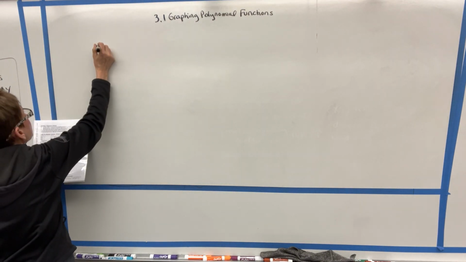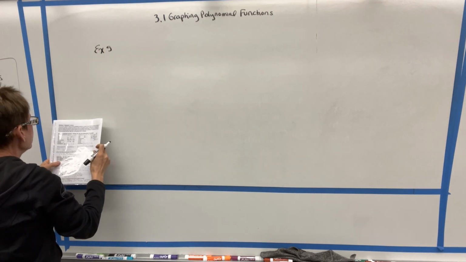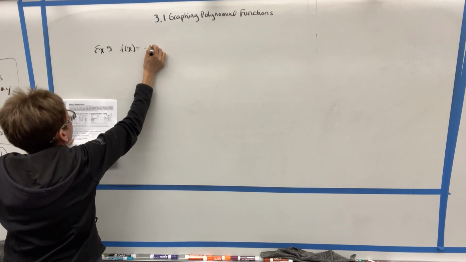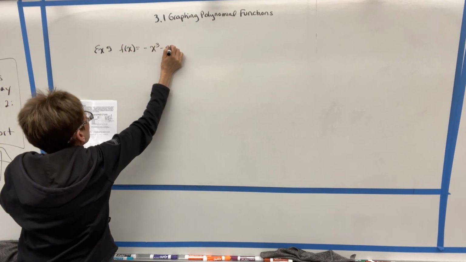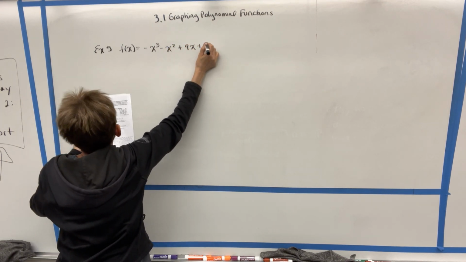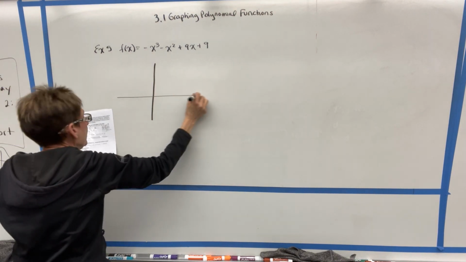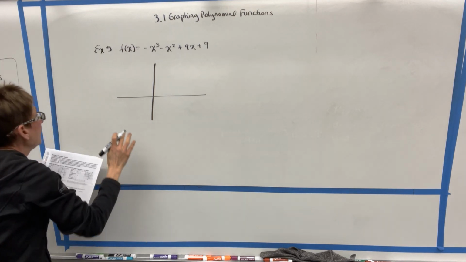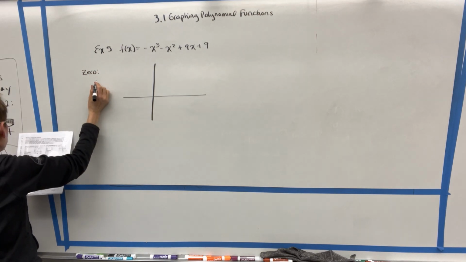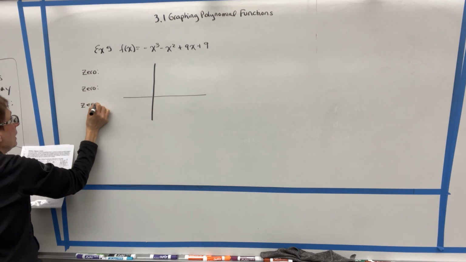I believe this would be example number 5. Let's go ahead and graph f of x is equal to negative x cubed minus x squared plus 9x plus 9. And then we're going to go ahead and draw our xy axis here. And in the homework, as well as on quizzes or tests for this chapter, you're expected to be able to come up with the zeros.